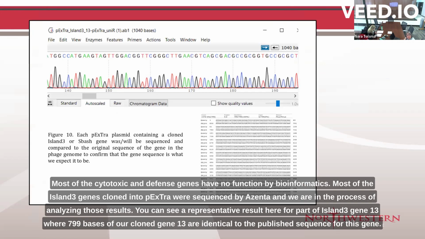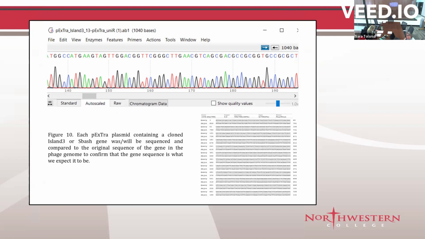Most of the Island 3 genes cloned into the plasmid were sequenced by Azenta, and we are part of the process of analyzing those results. You can see a representative result here for part of Island 3 gene 13, where 799 bases of our clone of gene 13 are identical to the published sequence for this gene.